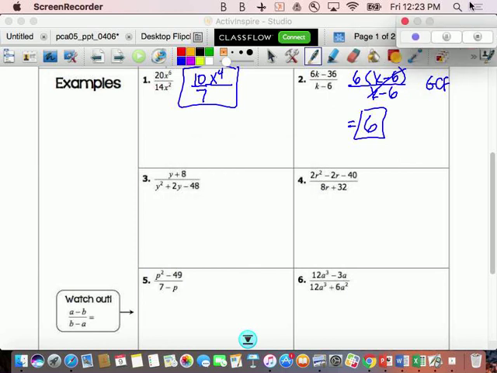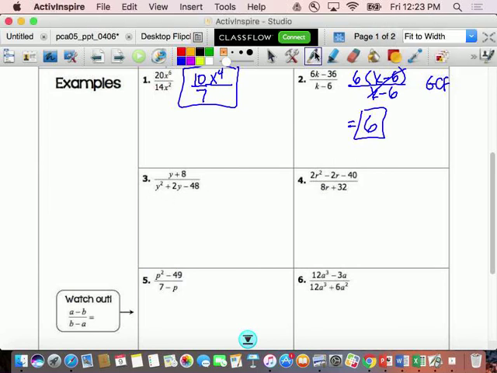Okay, we're on problem 3. Our first step is to factor anything that can be factored. So we can factor this quadratic right here. What multiplies to negative 48 and adds to 2? That's 8 and negative 6. We don't have any monomials to simplify.